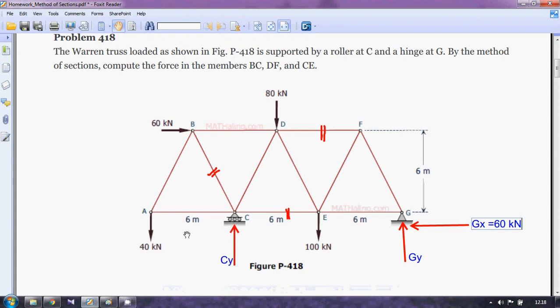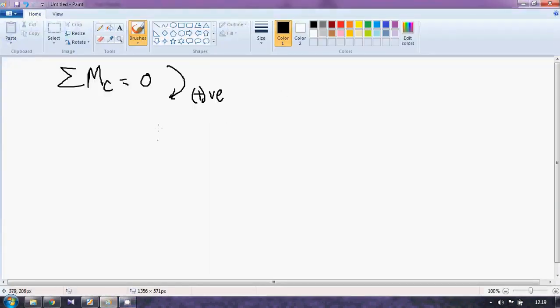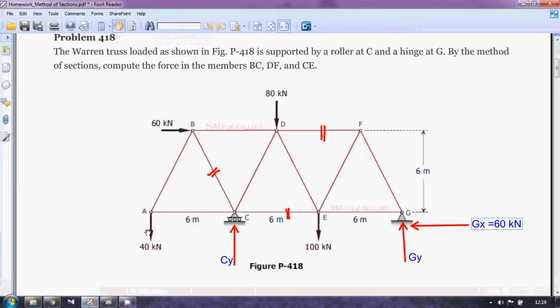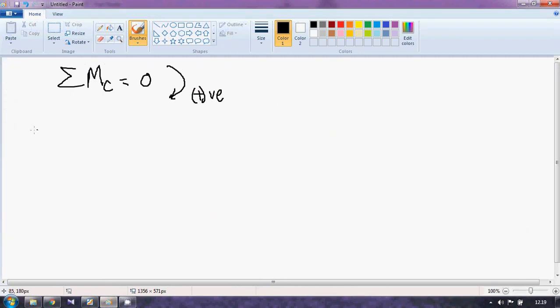Okay, what about 40? This 40 kilonewton force, it will create an anti-clockwise moment with respect to C. Since I'm taking clockwise moment as positive, this 40 kilonewton will give me a negative moment. So 40 into distance 6, so minus 40 into 6.